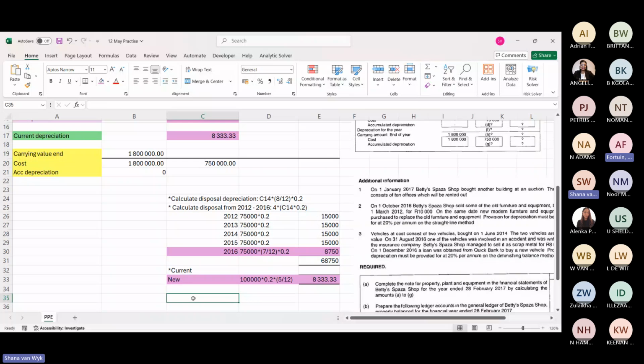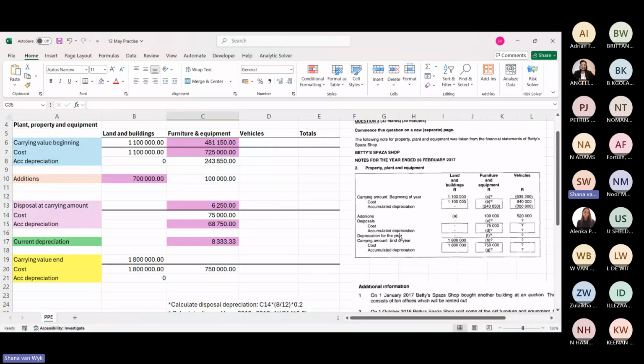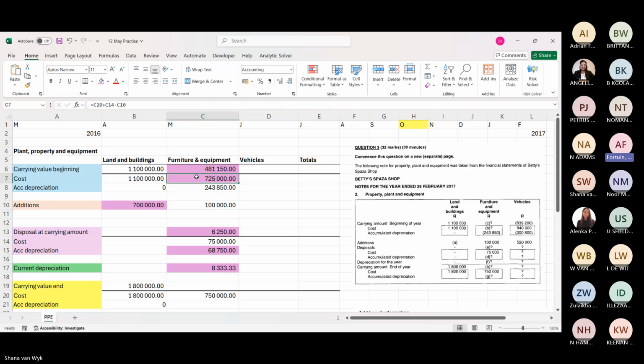Okay, Shauna, just move up to the question. Just go up to the table. What is the old depreciation? It's 243,850. No, I'm talking about the old ones of sold, of the depreciation. Your existing, let's just say the existing.